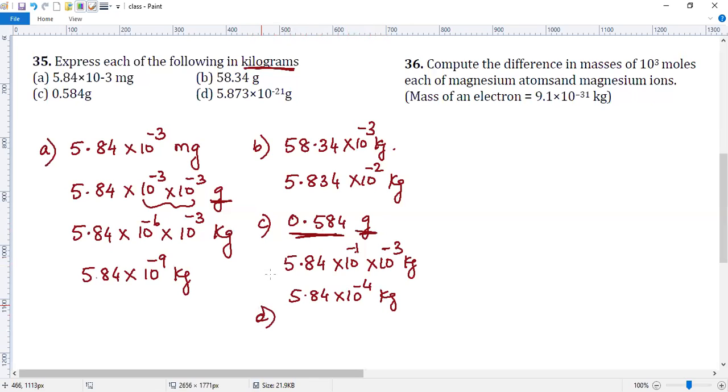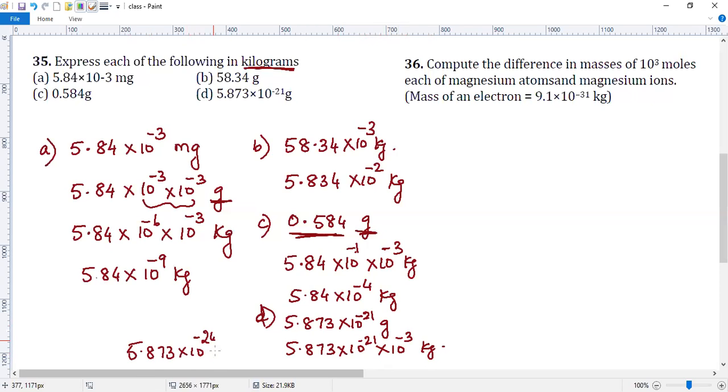Subdivision D. It is 5.873 into 10 power minus 21 grams. So 5.873 into 10 power minus 21 into 10 power minus 3 in kg you will write. So it will be 10 power minus 24 you will get. What is it? 5.873 into 10 power minus 24 in kg you can write. Fine. The next question, question number 36.